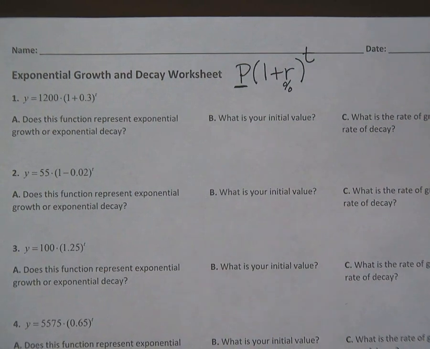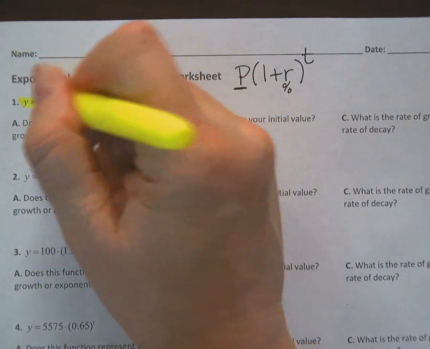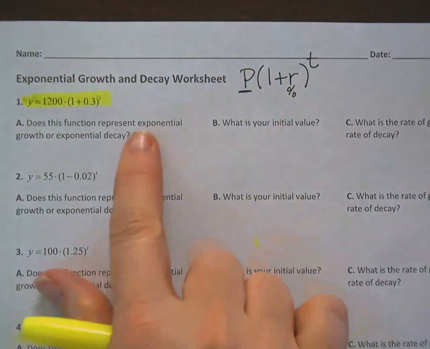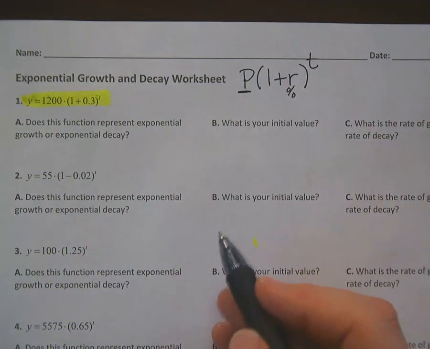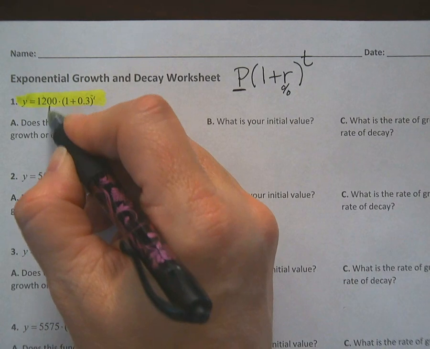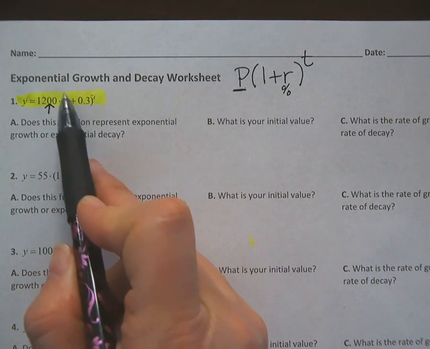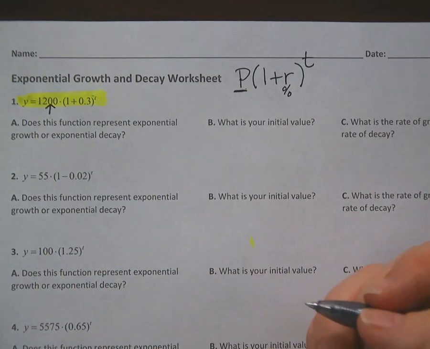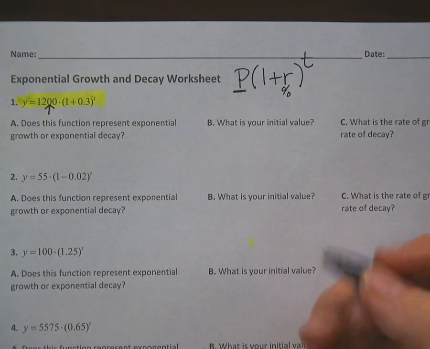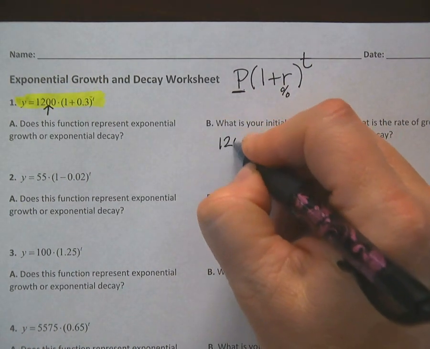Okay, so when you first look at an equation like this, you should notice that it's exponential because the input variable t is in the exponent. And in this form, we notice that our p-value is in the same position as our a value, which is the same position as our y-intercept. Okay, so what is our initial value? Our initial value here is going to be 1200.